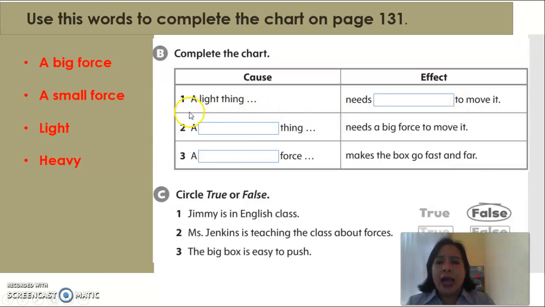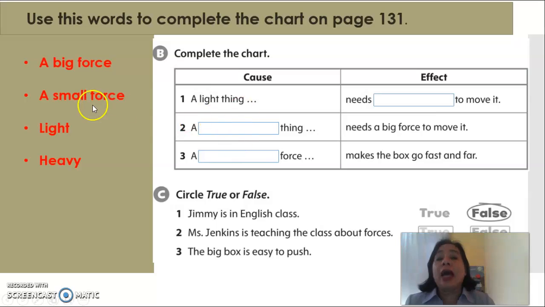And you have a light thing needs to move it. Remember, light thing. Thing is an object. And light is not heavy. It's light. For example, the feather of a bird. My glasses are light. They are not heavy. Okay?